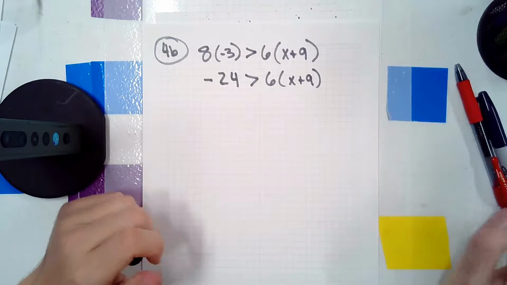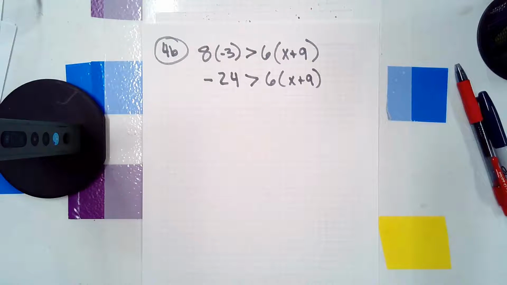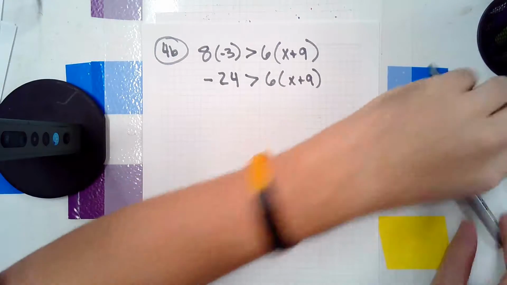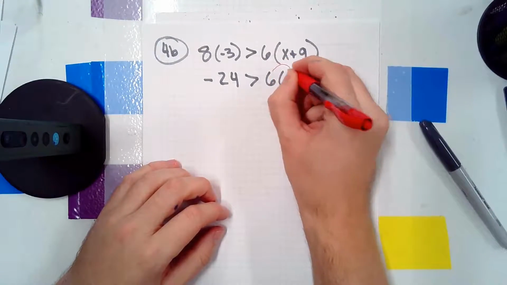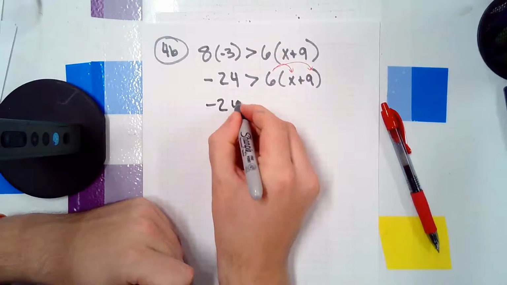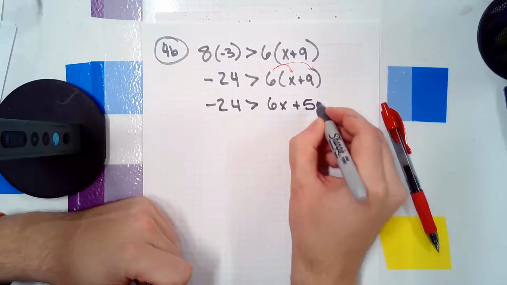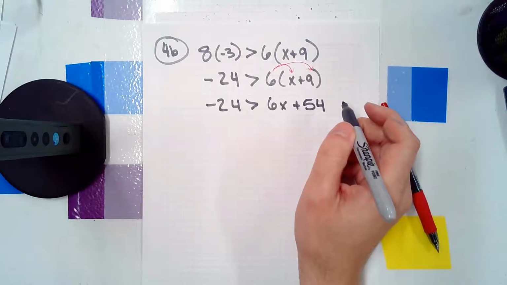All right, next step. We can either divide by 6 or distribute 6. What do you want to do? We've been dividing by 6 so far. You want to distribute? Yes. Okay, we'll distribute. Sorry, guys. It's an extra step, but it's okay. Sometimes people like that. So what we get when we do that is negative 24 greater than 6x. What's 6 times 9? 54.